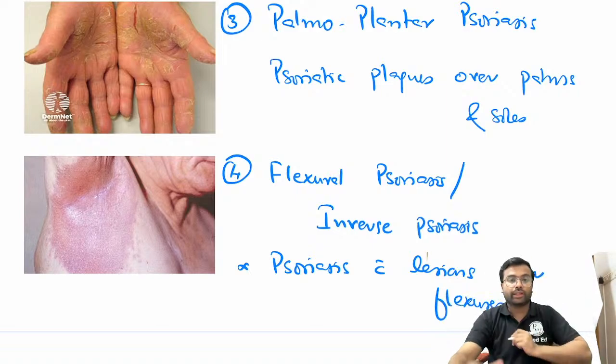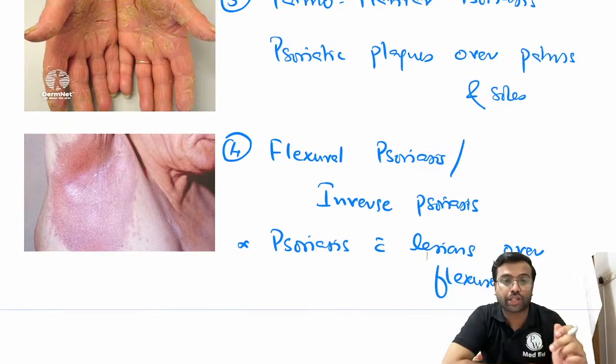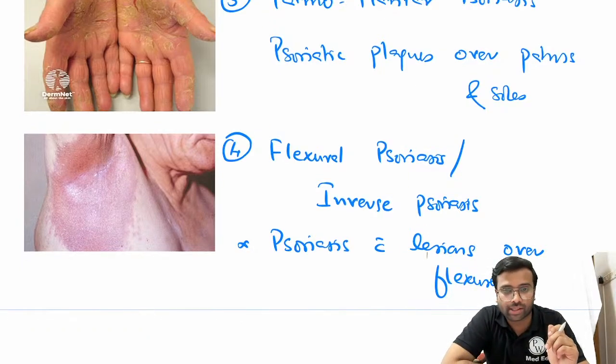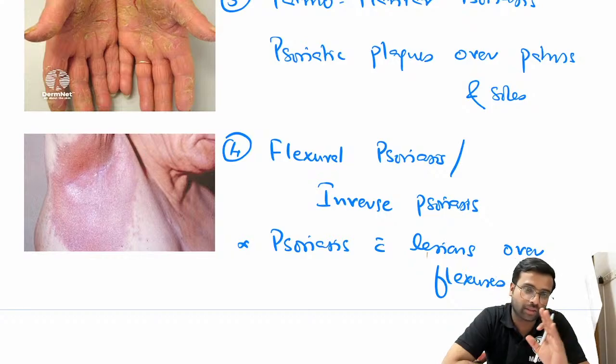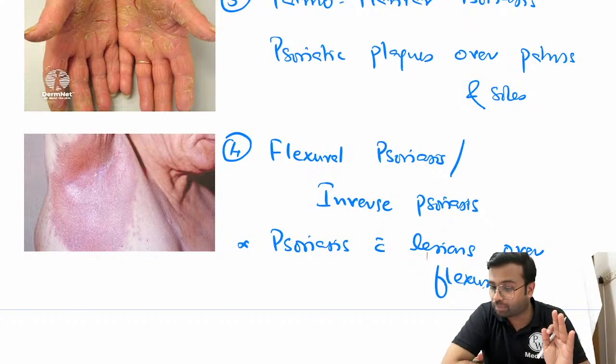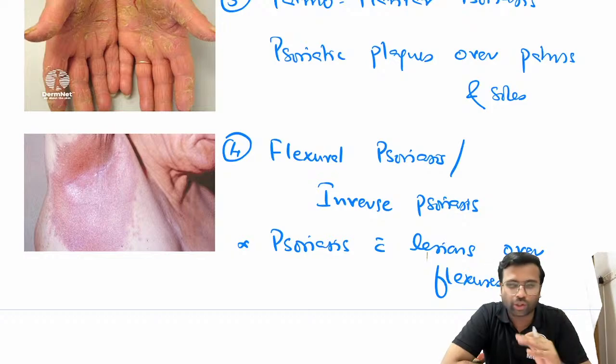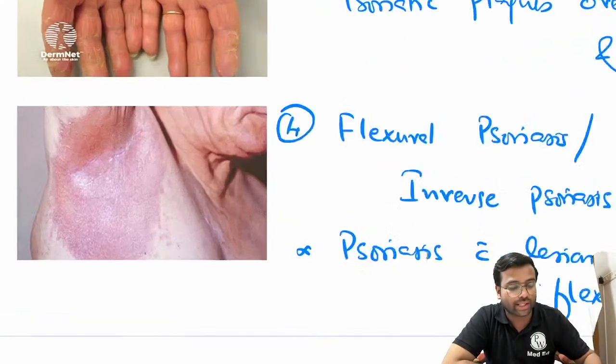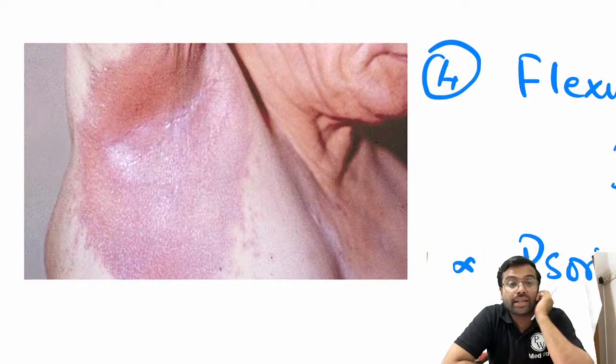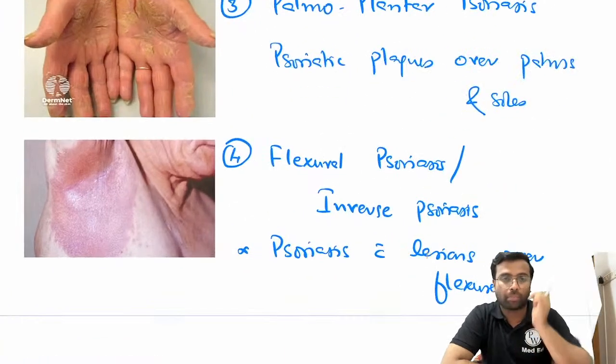These are the various clinical presentations of plaque type of psoriasis. Yes, there is very minimal scaling. So more than scaling, what you can see is an erythematous plaque here.